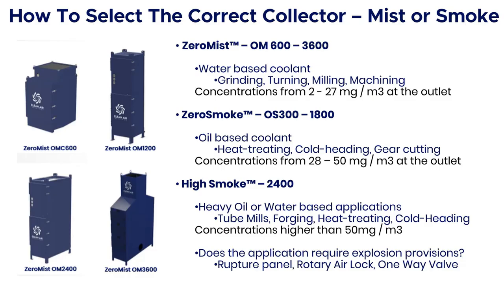And then as far as the CFM, the way our collectors are numbered, you can see like the OM 600 to 3600, well, that actually means CFM. So each one of these filters can take around 1200 CFM on a smoke application, and about 1800 CFM on a mist application. We do make some smaller units called an OMC, and they are half filters, so we can do around 600 CFM on those. So again, it really depends on your typical application that you have going.